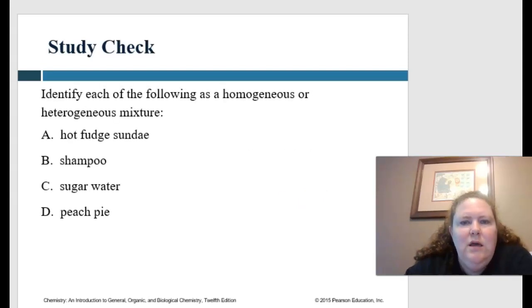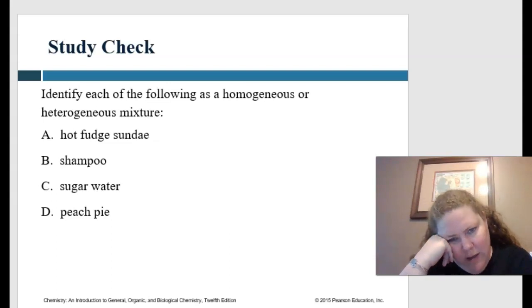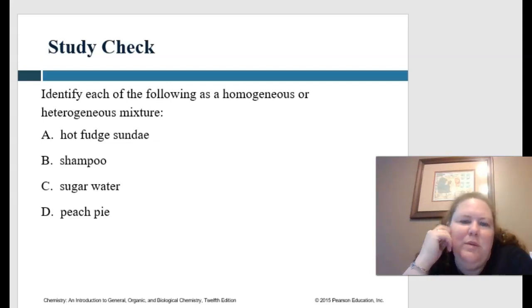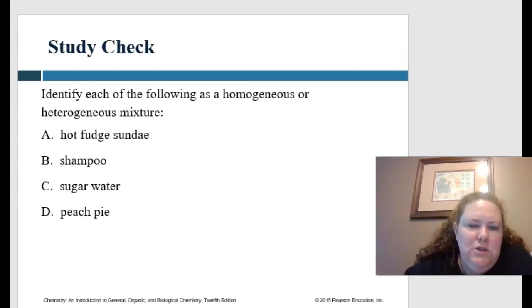One more study check. Let's identify each of the following as homogeneous or heterogeneous mixtures. Hot fudge sundaes, which are my favorite. I happen to be up north this weekend. As you can see, I have different pictures in the background. I'm up north, and the ice cream shop's open, so hopefully we'll get an ice cream sundae this weekend. Shampoo, sugar water, or peach pie.